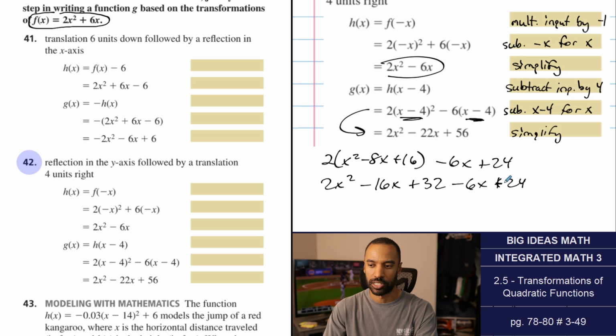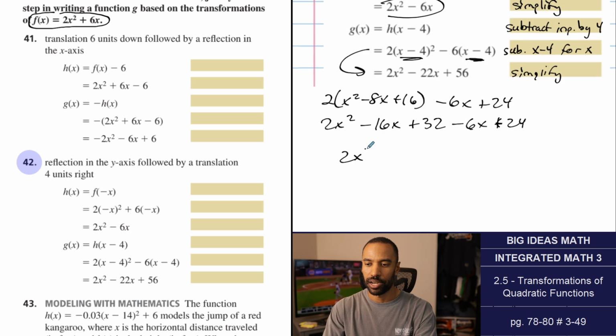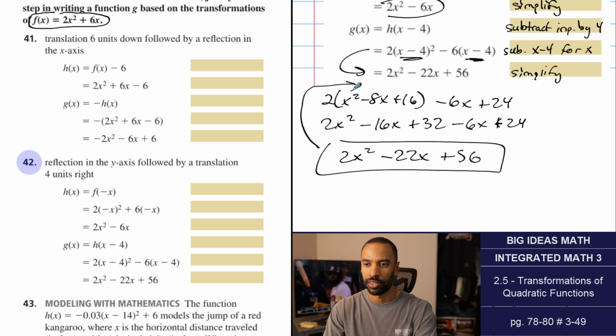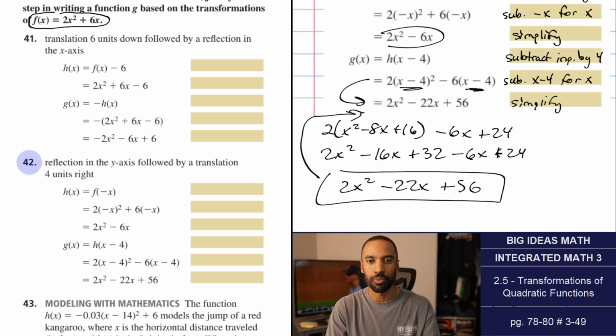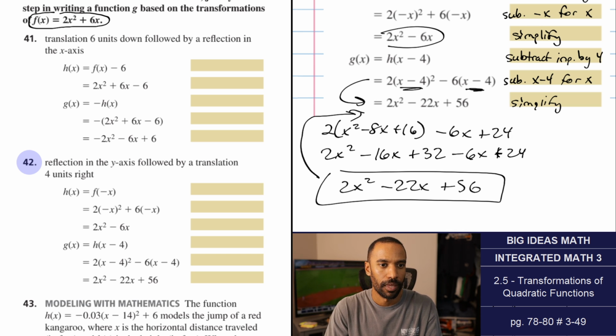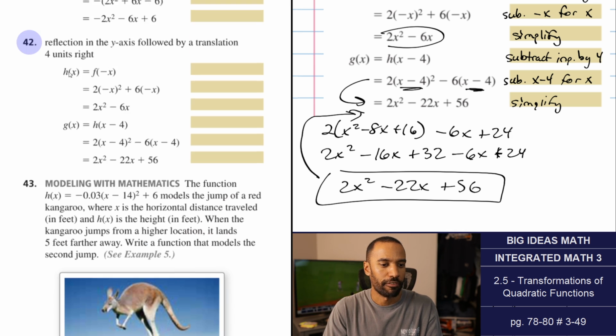Now let's see if that all worked out. 2x squared is here. Negative 16x minus 6x is negative 22x. And 32 plus 24 is 56. So that is this right here. That is simplification at its finest. They skipped steps, but I don't think they want to write those steps. All of those steps are simplification steps. So it's justifiable. Okay, let's move forward to number 43.